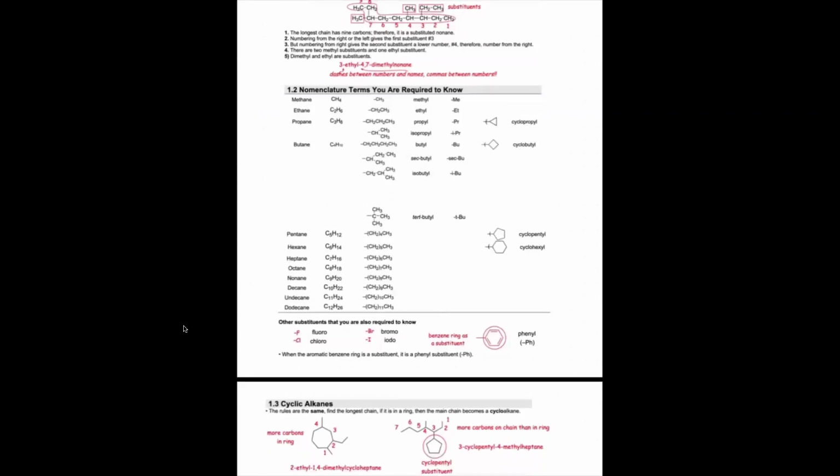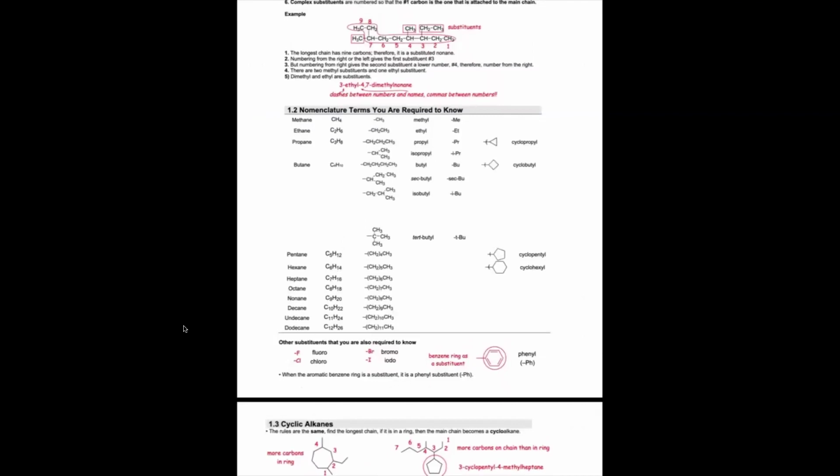Nomenclature, some of the common ones that you're going to see obviously are your methyls, your ethyls, your propyls. You'll see a bit of these. Iso just means this branching situation here, right?